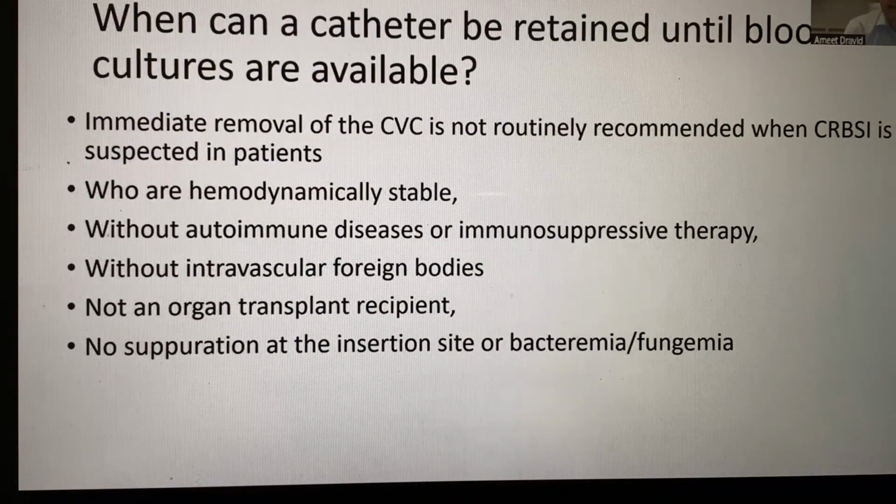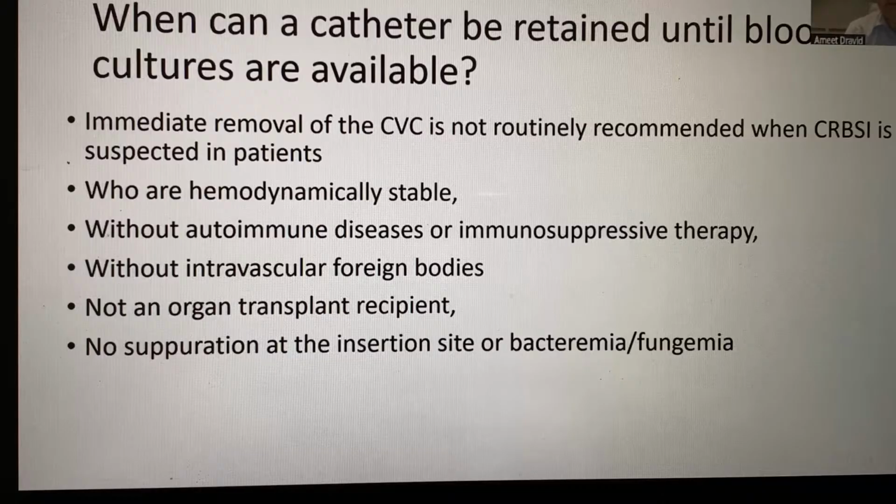When can a catheter be retained? So many people ask me, is it always necessary that once CRBSI is diagnosed, a dialysis catheter in situ, the central vein blood culture has grown one organism, the peripheral vein blood culture has grown one organism, then is it always necessary that the catheter has to be removed? Because multiple times in dialysis patients, in obese patients, in patients with severe burns, removing the catheter is not feasible because another site might not be found.